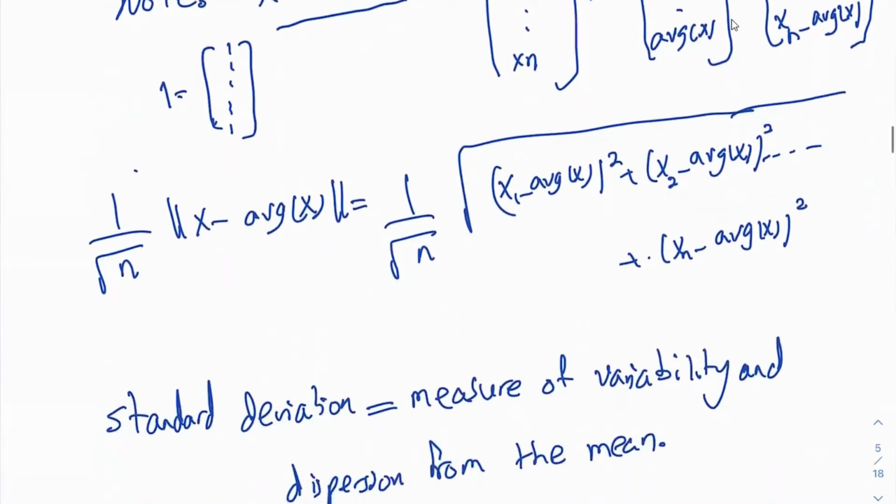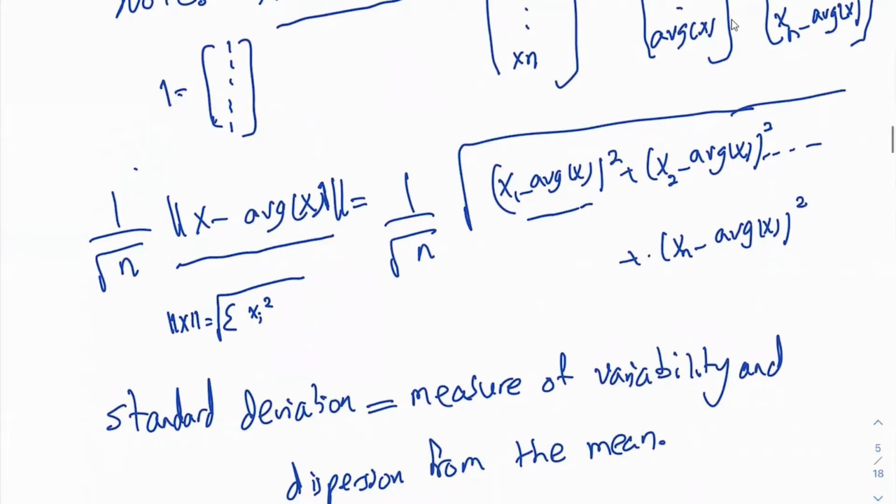I also expand the definition of the norm here. The norm of x minus the average of x times 1 is equal to, remember the norm of x was the square root of the sum of xi squared. So it is the square root of (x1 minus the average of x) squared plus (x2 minus the average of x) squared, all the way plus (xn minus the average of x) squared. That's just the expansion of the norm.